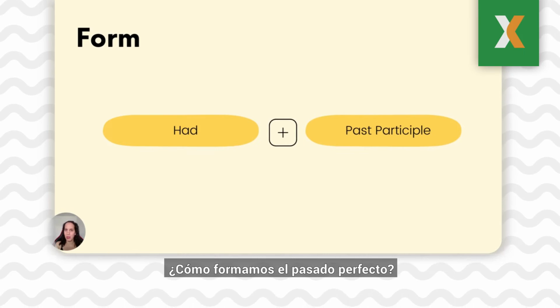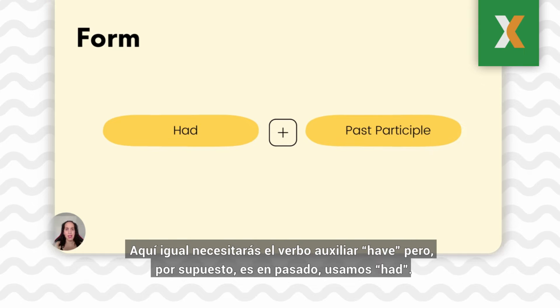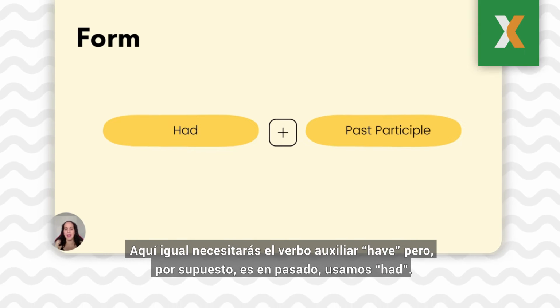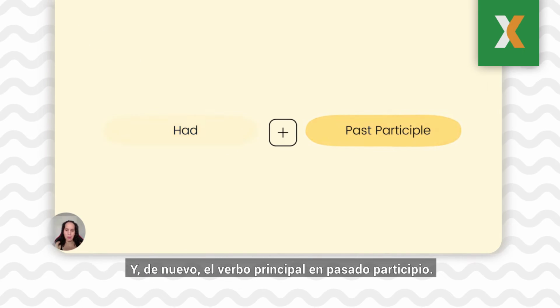How do we form the past perfect? The same thing, we still need the auxiliary verb have, but of course it's in past, so we use had. And again, the past participle of the main verb.